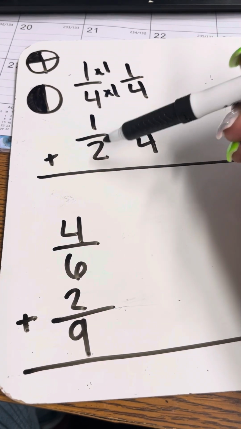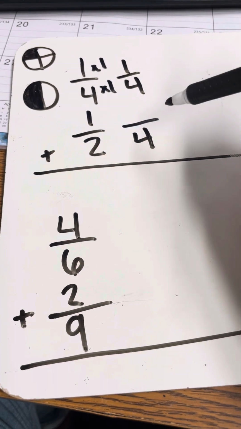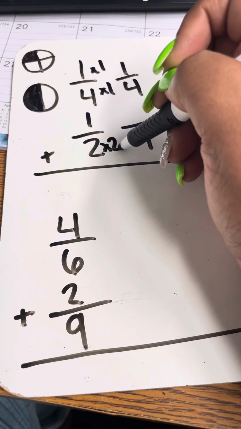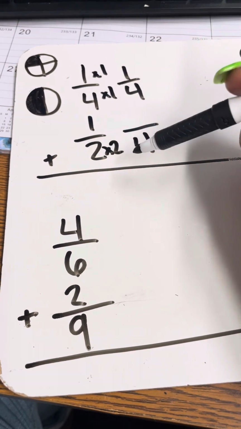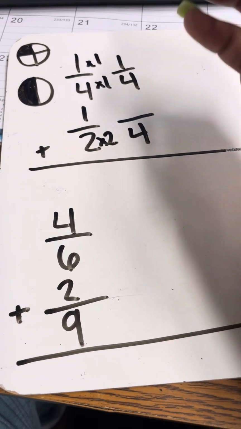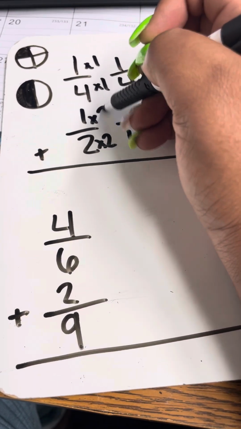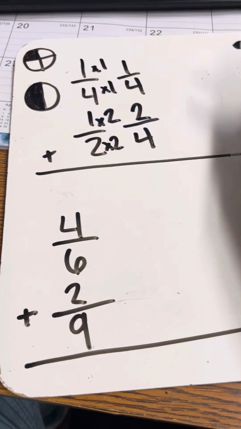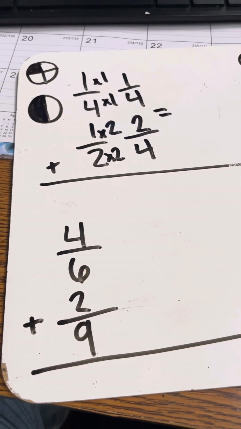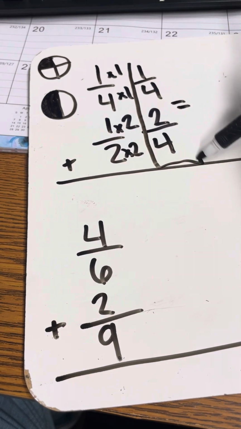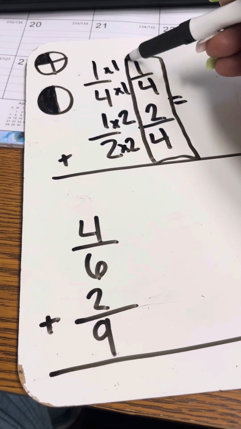What number did 2 get multiplied by to get to 4? It was multiplied by 2, right? So 2 times 2 is 4. Whatever we do to the bottom, we have to do to the top. So go ahead and multiply that 1 by 2. 1 times 2 is 2 still. Okay, now we are looking at these, just so you guys are not getting lost, these are our new fractions that we have created.